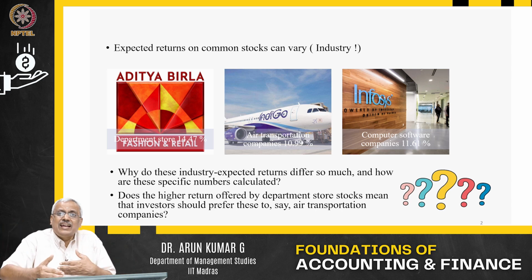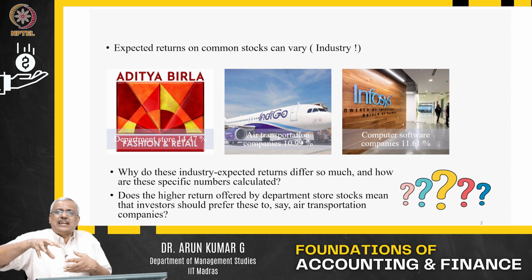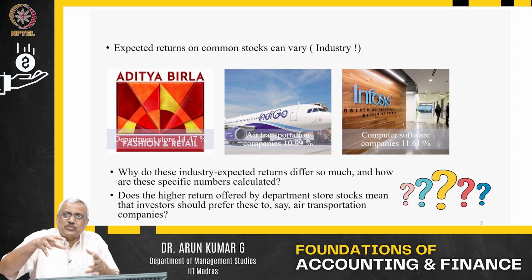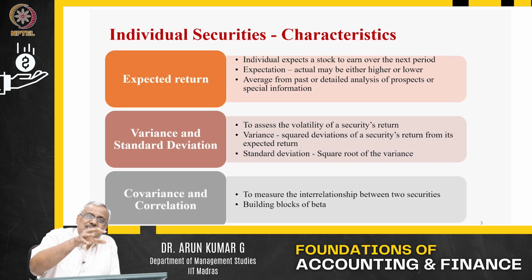I would say that at least here you have an assured level of assurance of getting 11.61 or around that figure, and in the computer software sector it could be relatively higher. So I will recommend it. So one of the characteristics is variance and standard deviation. The next one we look at is covariance and correlation. It measures the interrelationships between two securities.